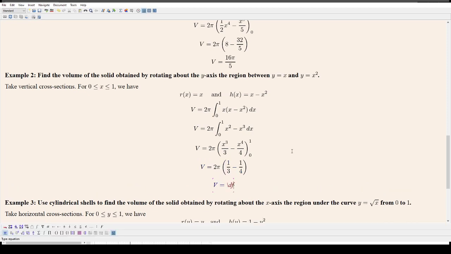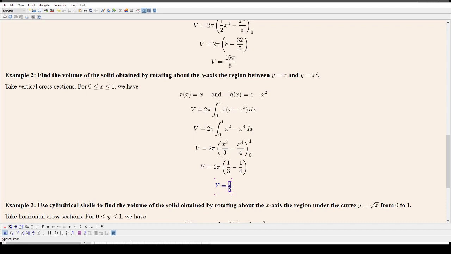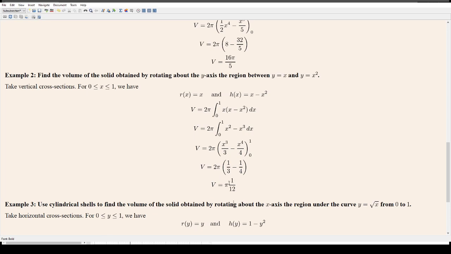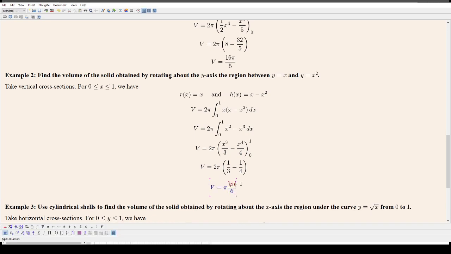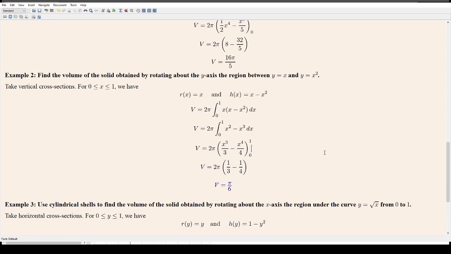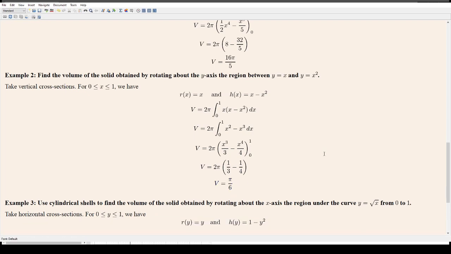So let's see. 3 and 4, common denominator is 12. Don't forget this 2 pi. Common denominator is 12. 4 minus 3 is the same as 1. 1 times 2 is 2. 2 divided, so I'll get rid of that. 2 divided by 12 is the same as 1 over 6. So pi over 6. So there we go. It's pi over 6 is our answer.